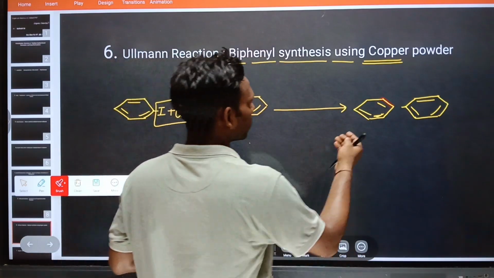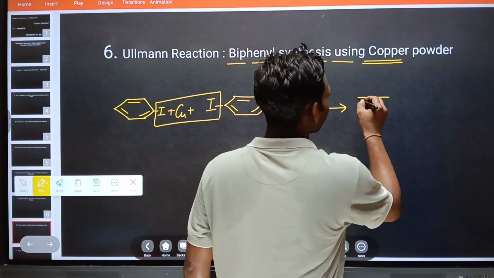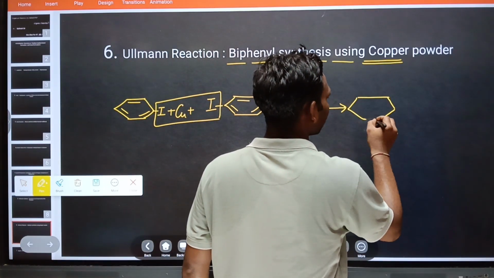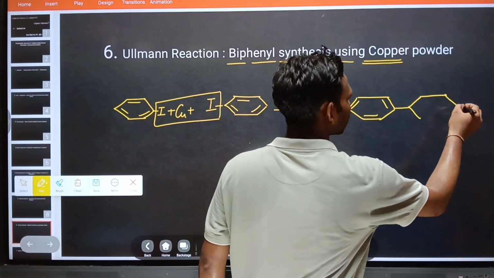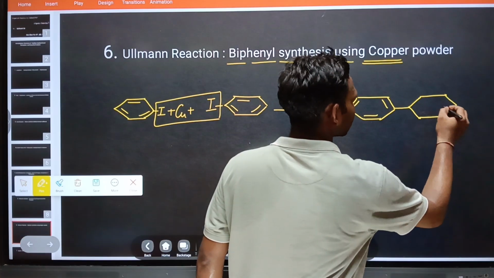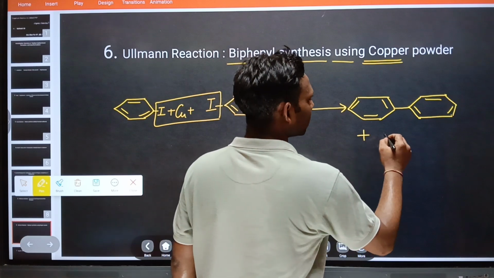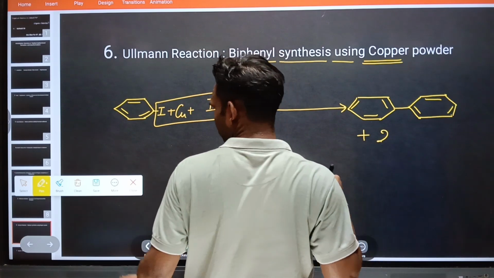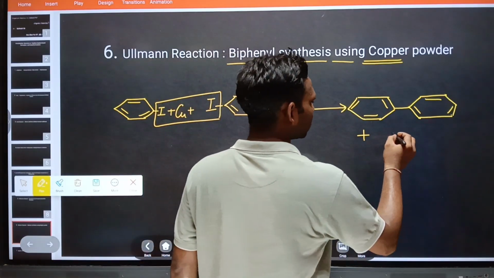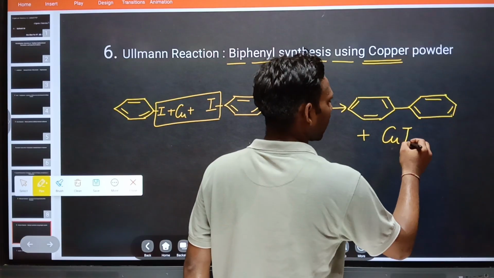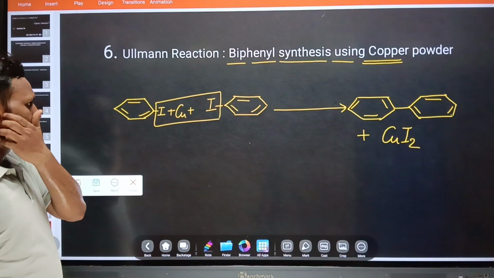So this will be erased, and then we rewrite the new product formation: biphenyl compounds form, and CuI, copper in the second oxidation state, CuI2. That's our Ullmann reaction. Very simple reaction.